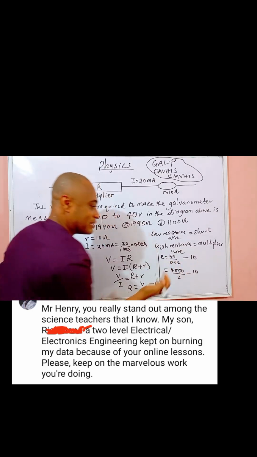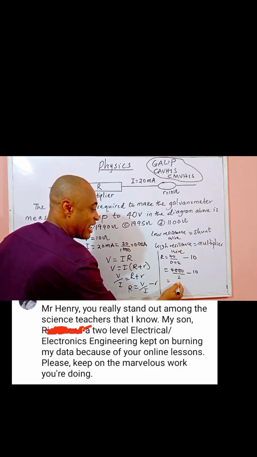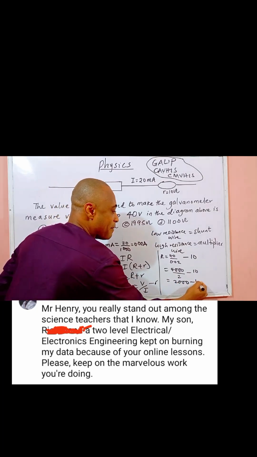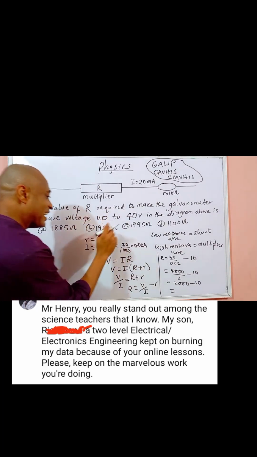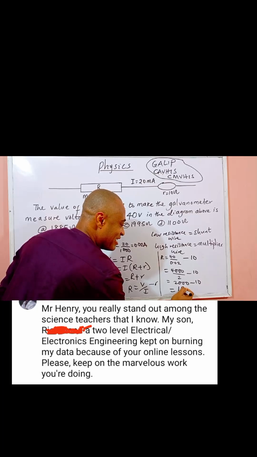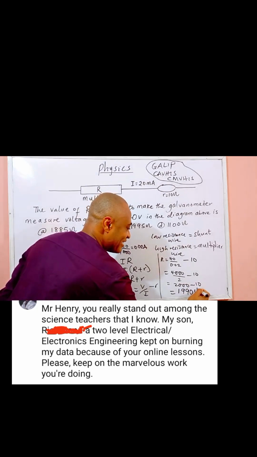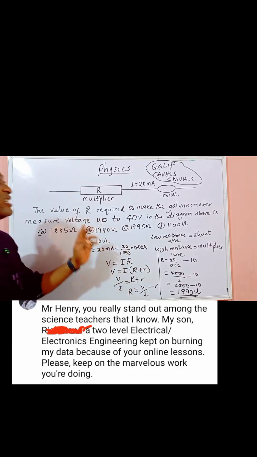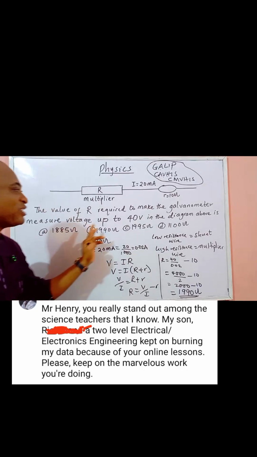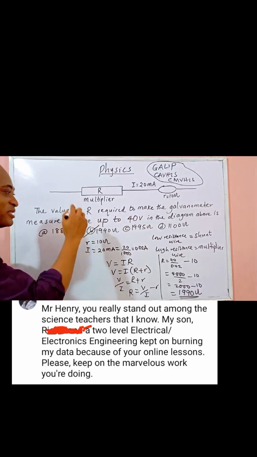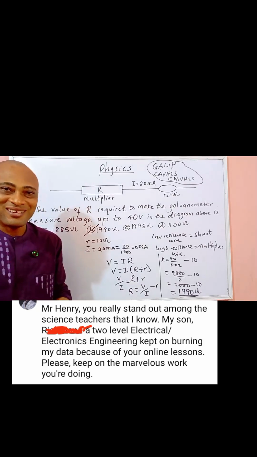This is the same thing as this. And 4,000 divided by 2 is 2,000 minus 10. And what is 2,000 minus 10? And that is 1,990 ohms. So this is the value of R that is required to make this galvanometer to measure voltage up to this. So the answer to this is B.